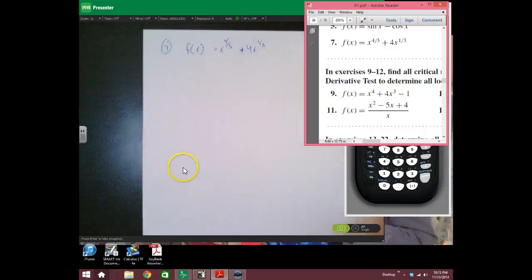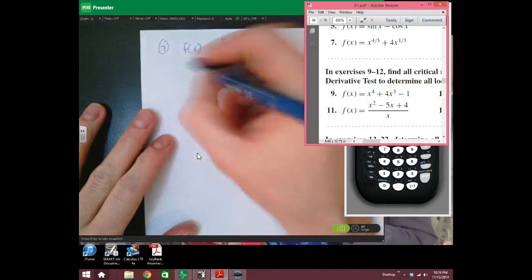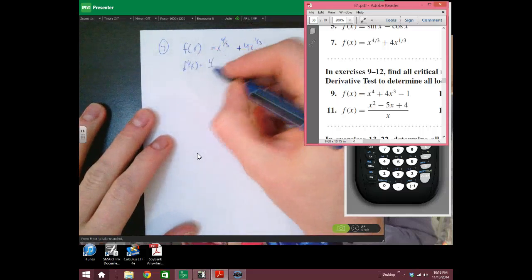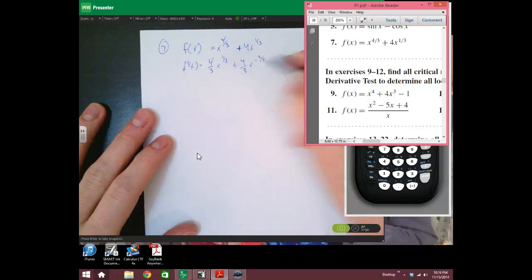Okay, so here's problem number 7 out of the book. Again, same directions as problem number 5. Find the inflection points, and then find the concavity around those inflection points. So I'm going to have to do the second derivative to get through that. So f prime of x is 4/3 x to the 1/3 plus 4/3 x to the negative 2/3.